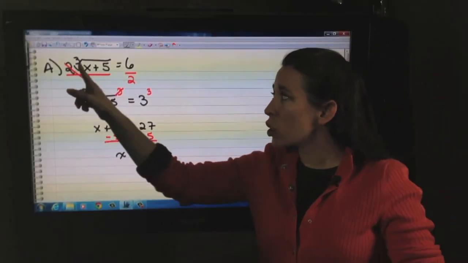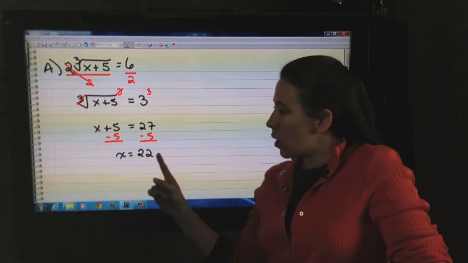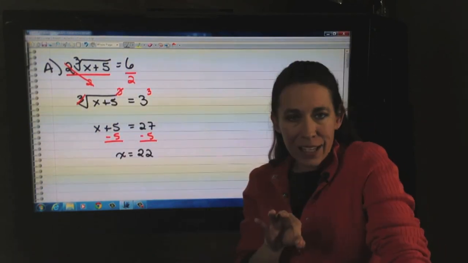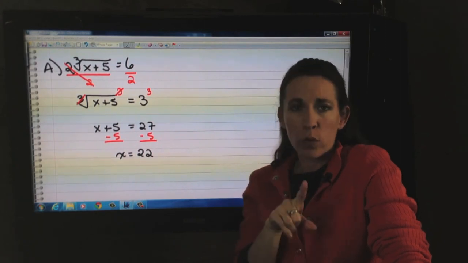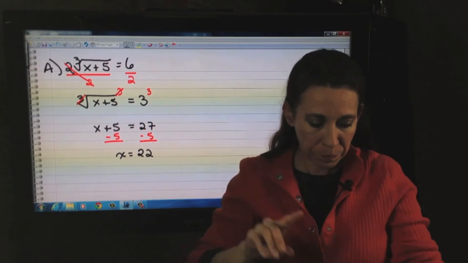Since we're dealing with a cubed root and not a square root, we don't have to check our answer. Because you can take a cubed root of a negative number, but you can't take a square root of a negative number. So 22 in there will be just fine.